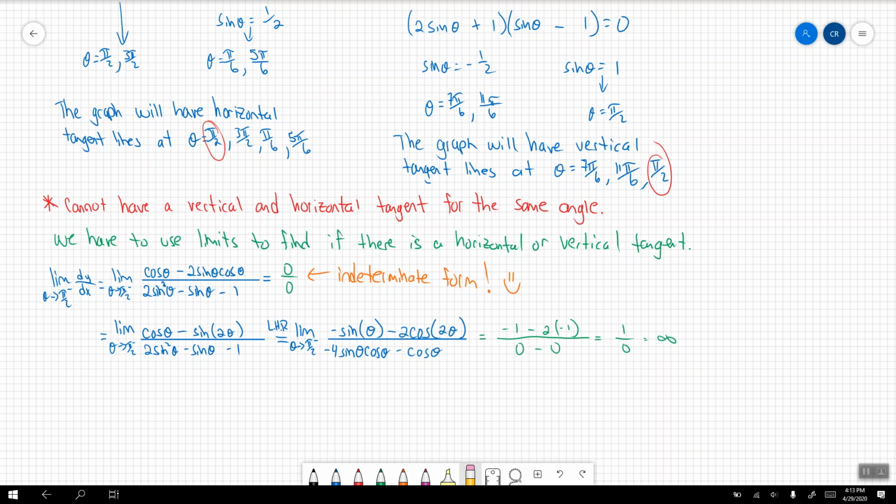So what I want to do is go back here and modify this so that we no longer have theta being equal to pi halves as one of our horizontal tangents. Alright, so let's go view this on GeoGebra and see what is going on here. So come follow me.